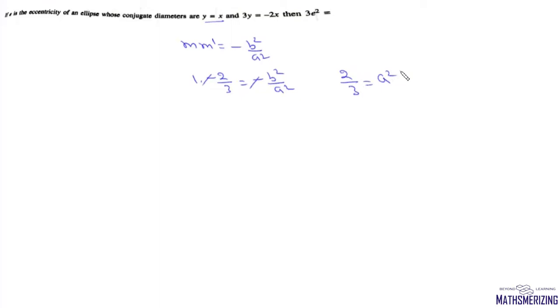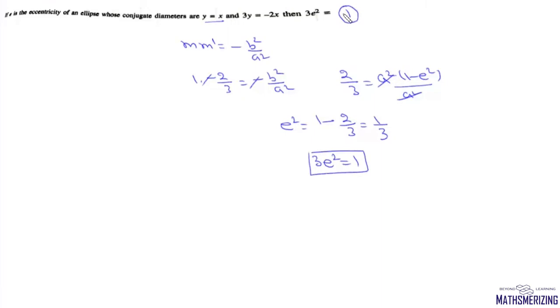And b square is a square into 1 minus e square. So this a square will also cancel. We'll get the value of e square as 1 minus 2 by 3. So it will be simply 1 by 3. So the value of 3e square is simply 1. So the answer to this question is 1.